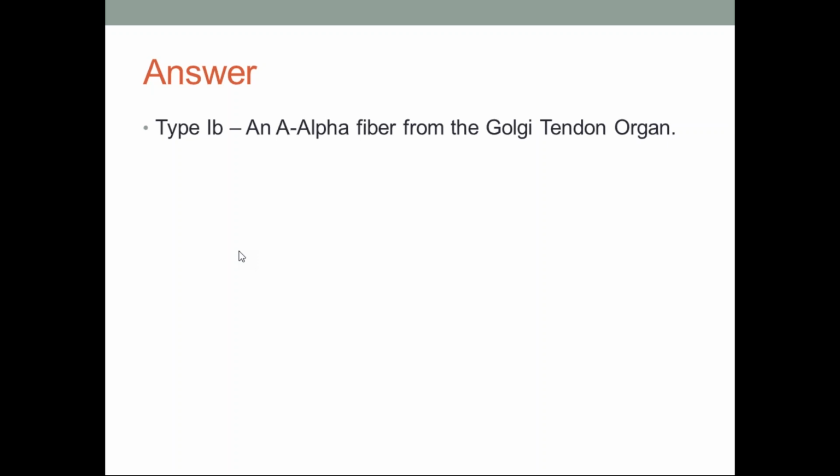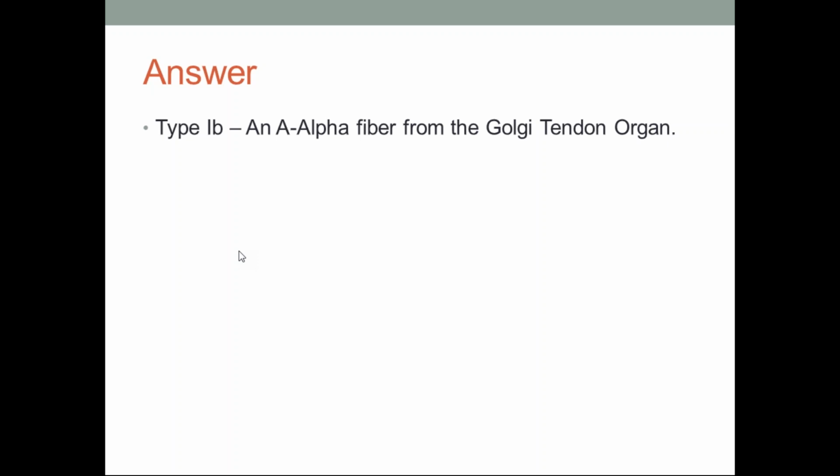So again, any sensory fiber coming from the GTO or the muscle spindle is going to be the fastest nerve fiber in the body. And then they just name them kind of like you have muscles throughout your body, but they all have different names, right?